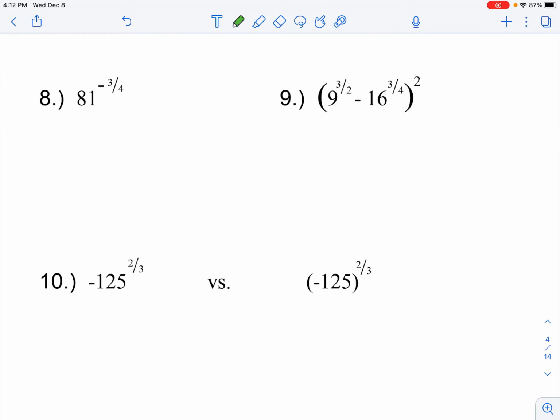Okay. Problem number 8. The first thing I see is a negative exponent. We don't like negative exponents, so this means move me to the bottom of a fraction. So this is really 1 over 81 to the 3/4 power. Make it to the positive power instead. And now I just need to write it as a radical. This is the 4th root of 81 to the 3rd.